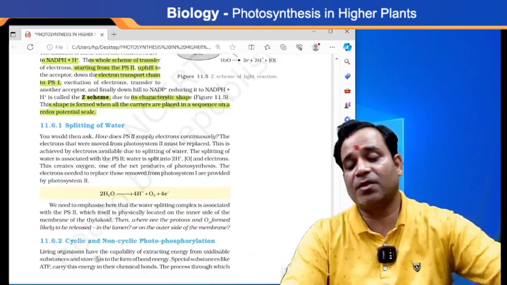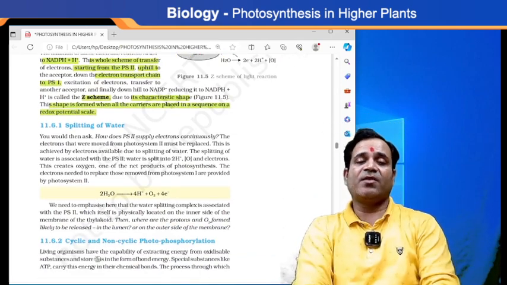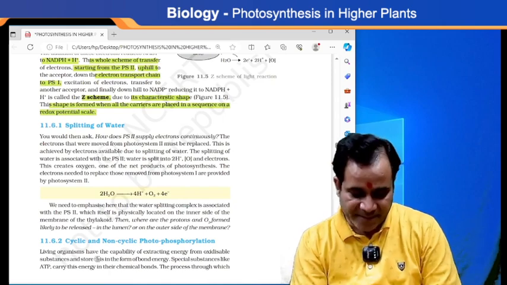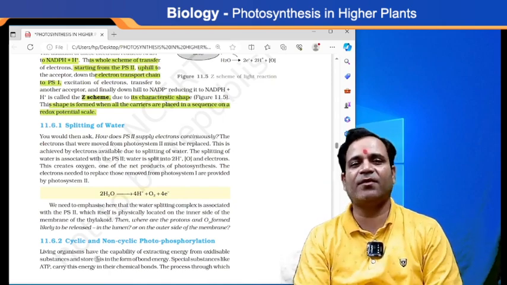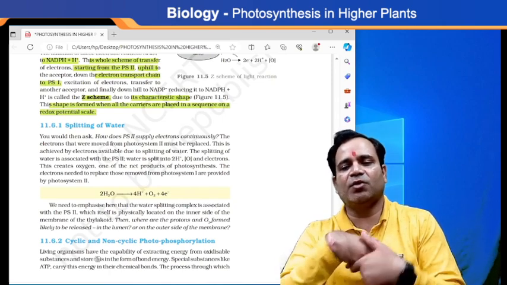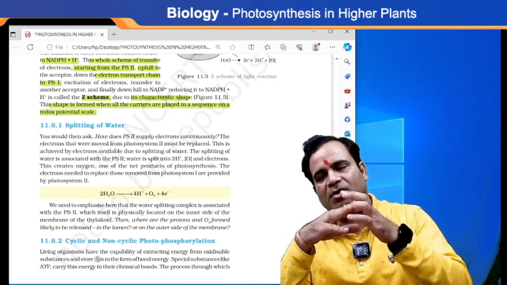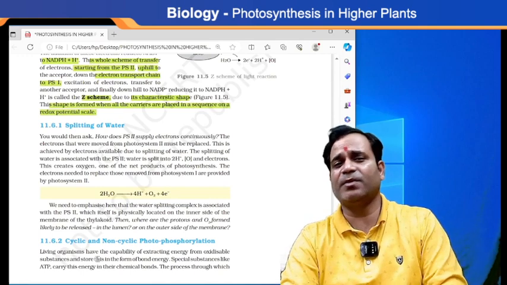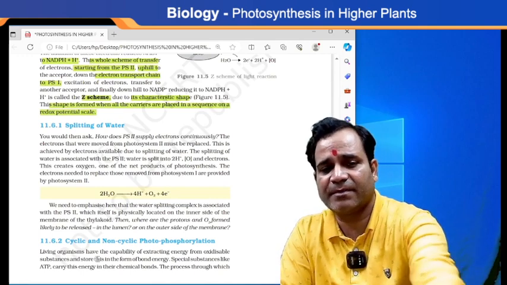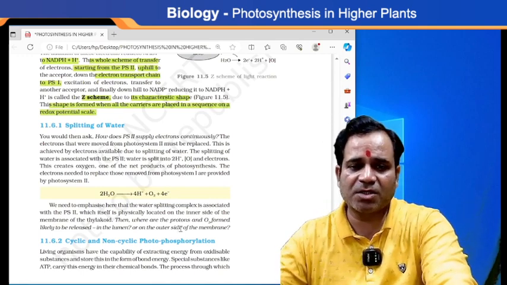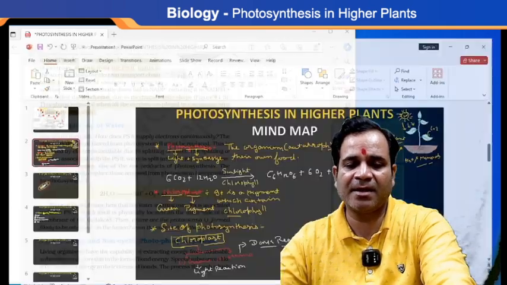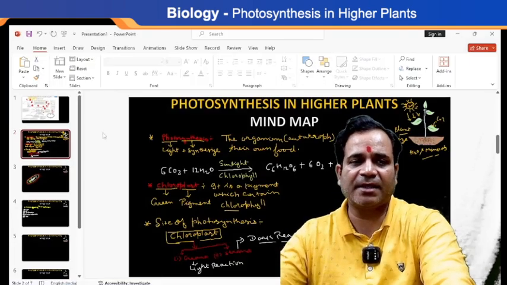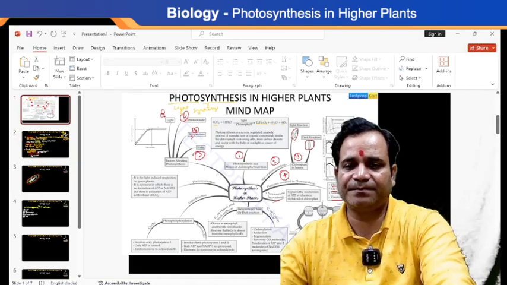So in photosynthesis, during the time of photosynthesis, there is the splitting of water, my dear. When we go through it in detail, I will tell you how all these things occur in photosynthesis. But now this time is for this one mind map. Whatever things are given in the mind map, I will tell you about all of them. Nothing will be left out.